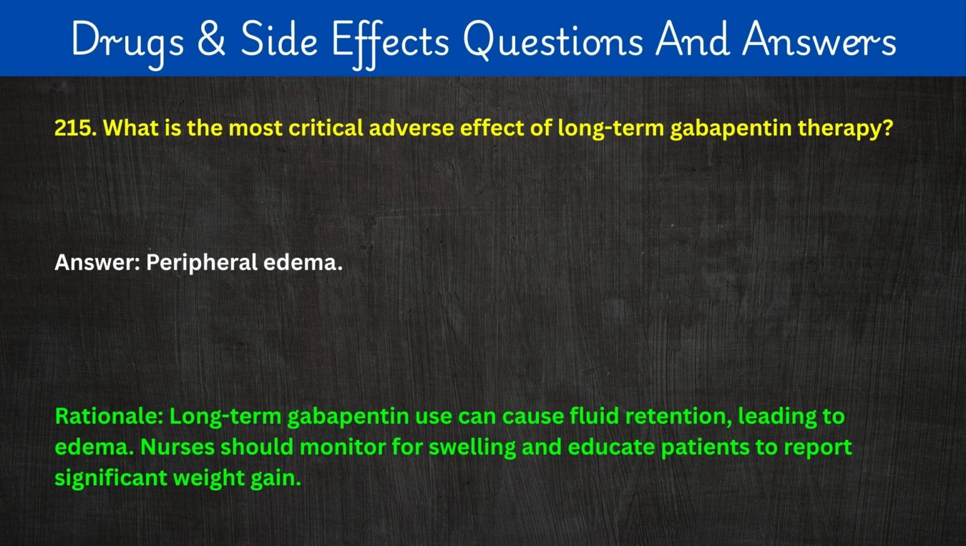215. What is the most critical adverse effect of long-term gabapentin therapy? Answer: peripheral edema. Rationale: long-term gabapentin use can cause fluid retention, leading to edema. Nurses should monitor for swelling and educate patients to report significant weight gain.